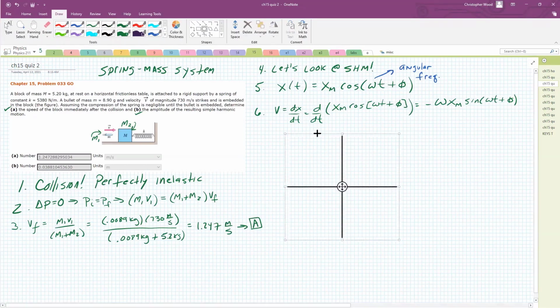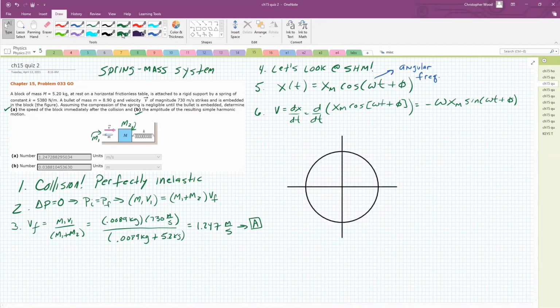Here's a unit circle. Maybe not so much a question, just a recap. So here's the unit circle. I've referred to this a lot. Turns out this is fundamentally important in so many ways. All right, so here's the unit circle.